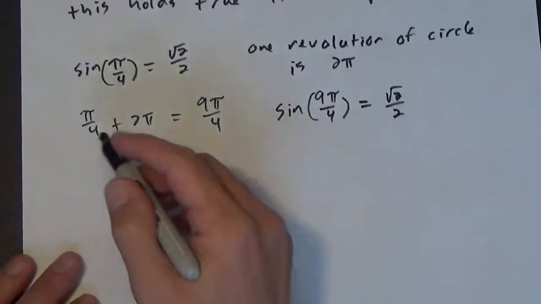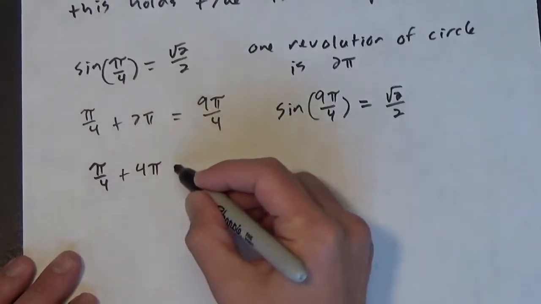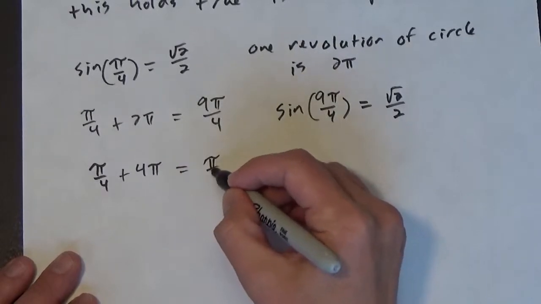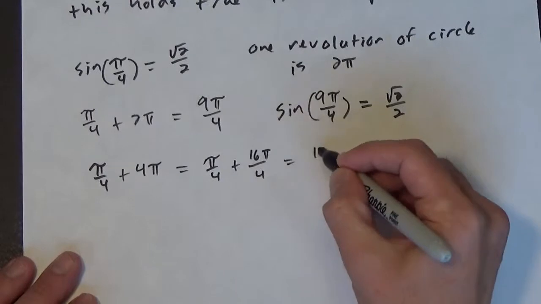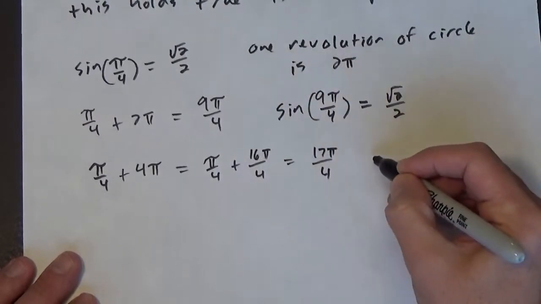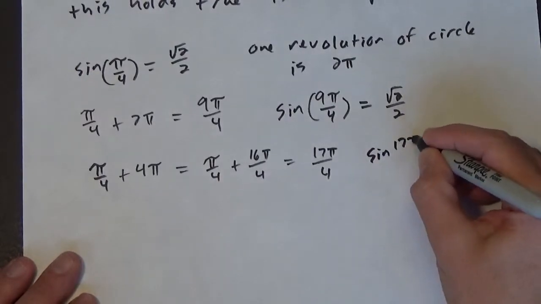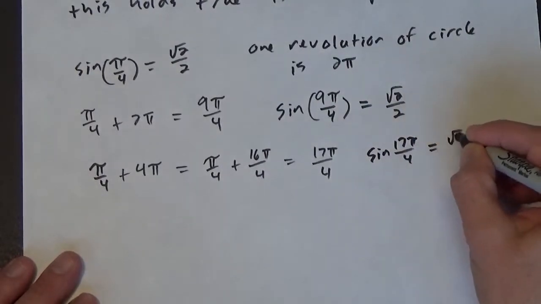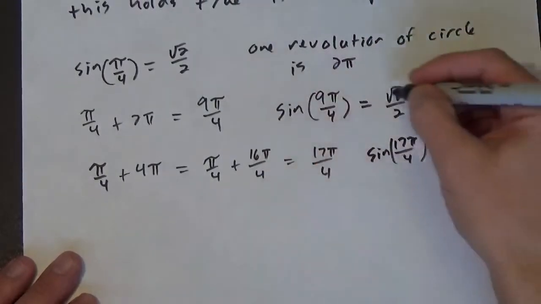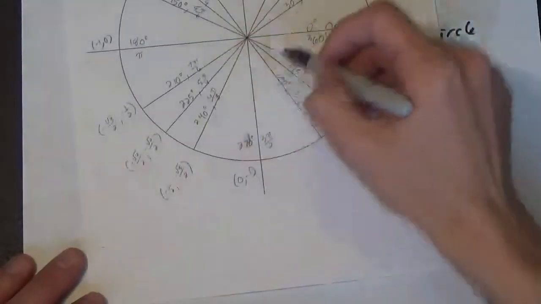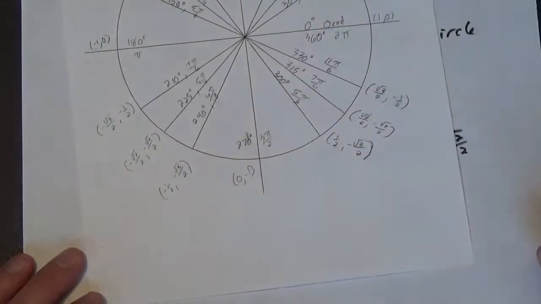Now we could do another revolution. We could say pi over 4 plus 4 pi. So that's going to be pi over 4 plus 16 pi over 4, which is 17 pi over 4. So that means the sine of 17 pi over 4 is also the square root of 2 over 2. And we can keep on doing this. We keep on going around and around the circle, and we would always get a sine of the square root of 2 over 2.